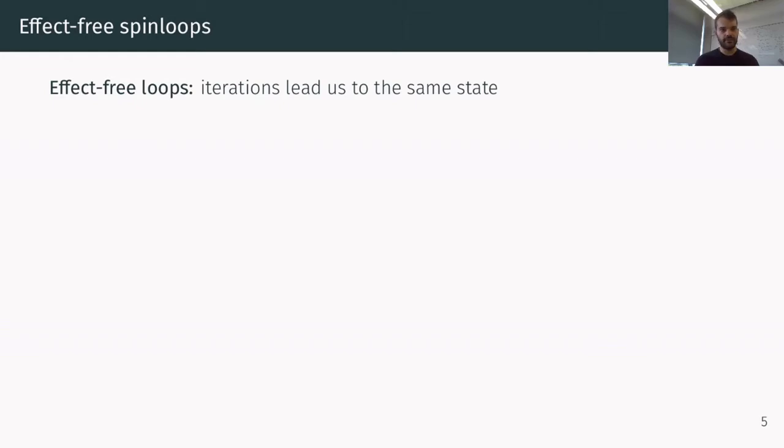So effect-free loops are loops, the iterations of which will lead us to the same state. In other words, their iterations have no side effects. But what constitutes an effect-free iteration?